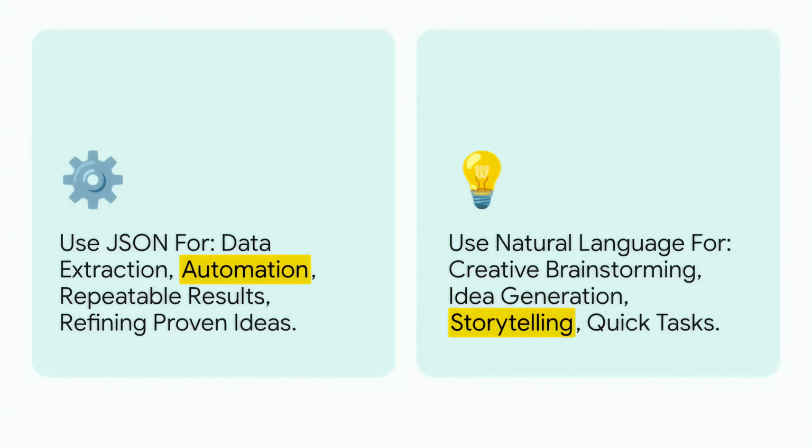You're going to reach for JSON when you need precision. Things like data extraction, automation, getting repeatable results. But when you're brainstorming, when you want to be surprised and find some creative sparks, you're better off sticking with natural language. Think of it this way. JSON gives you control. Natural language gives you surprise.